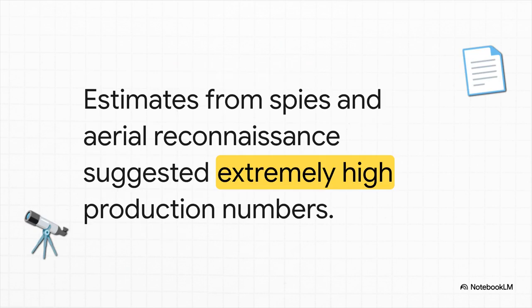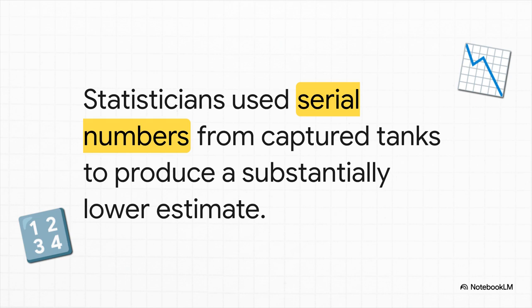So they used their traditional intelligence methods, spies, reports, reconnaissance photos, and all of that intel was pointing to this enormous number. The estimates were coming in around 1,400 tanks per month, a truly terrifying number to be up against. But a group of statisticians tried something completely different. They looked at the serial numbers on captured German tanks and treated them like data points in a puzzle. Using Bayesian methods, they updated their estimate of total tank production. And their number was radically different. They estimated only about 250 tanks a month.